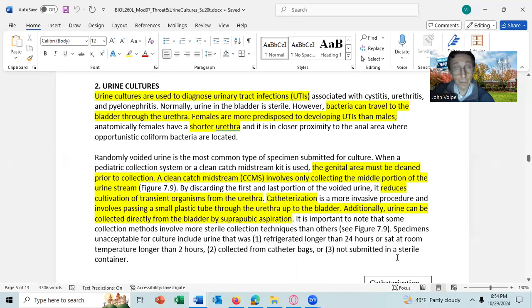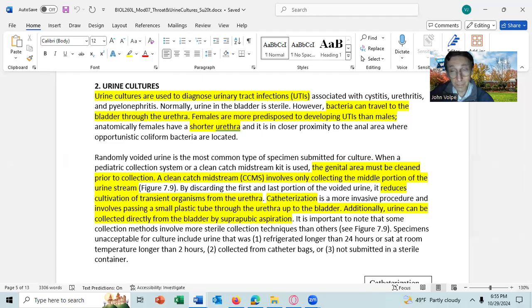To assay for urine culture, the genital area must be clean prior to collection. And then you do a clean catch midstream, which involves collecting only the middle portion of the urine stream. If you collect only the middle portion, you get less contamination from the urethra than if you collect urine from the start of the urine stream or at the end of the urine stream. And patients prefer the clean catch midstream to get a urine sample.